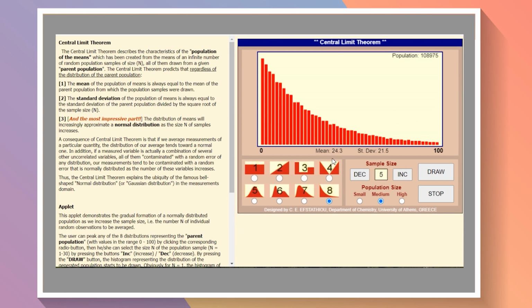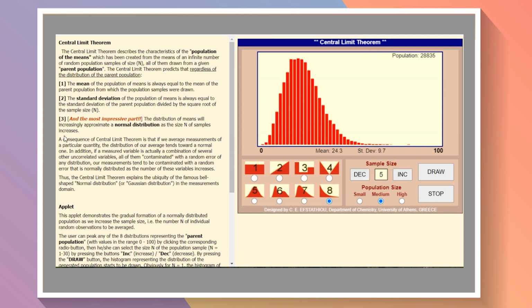Make a note, the mean of the parent population is 24.3 here. So the mean of the population of sample means, if we draw it, is now 24.3. So it is the same. So the first characteristic: the mean of the population of means is always equal to the mean of the parent population from which the samples are drawn.